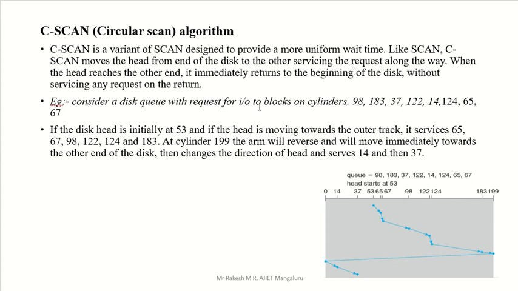Consider a disk queue of requests. These are the request blocks by the user. Now the disk head is initially at 53, and the head is moving towards the outer track, meaning increasing order. Whatever is in your path, you serve that. So just move from 53. What is the next one? 65. Move to 65, serve that, then 67, serve that, 98, serve that, 122, 124, 183.